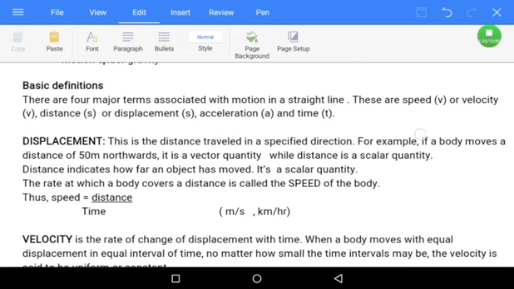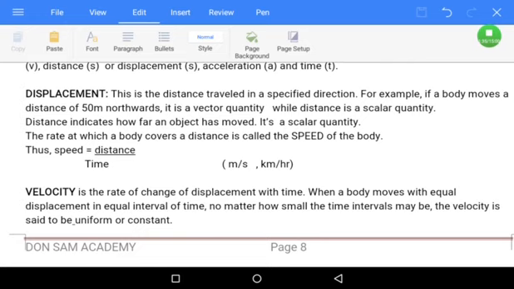Alright, so what do we call velocity and what do we call speed? Speed is the rate of distance traveled with time. That is, when you say distance over time, what you're doing is you are calculating for speed. The ratio of distance to time is speed, and the unit is what? Meter per second, because it's distance in meter over time in second.